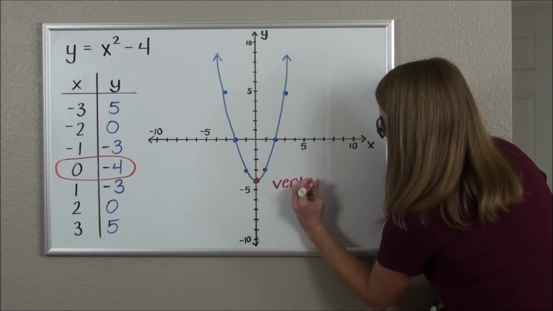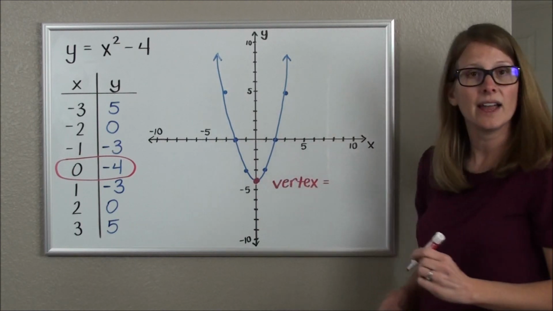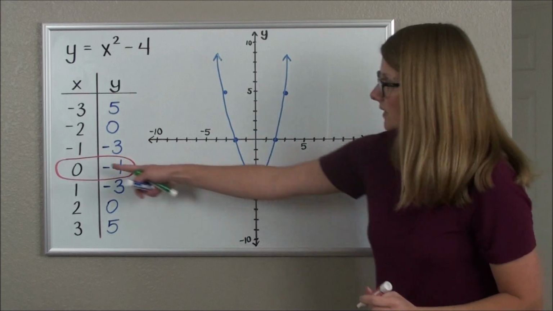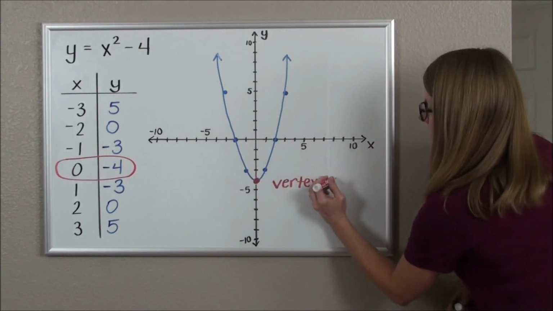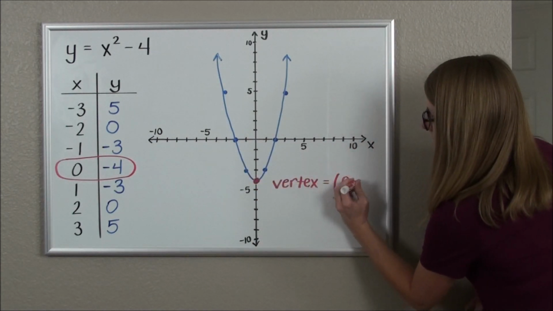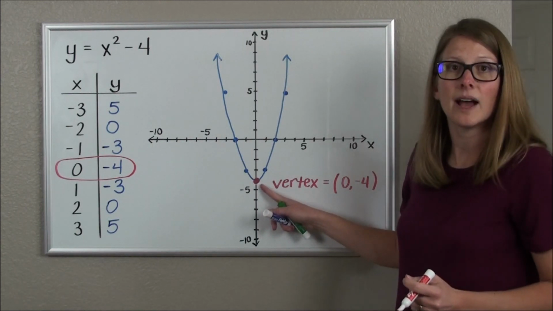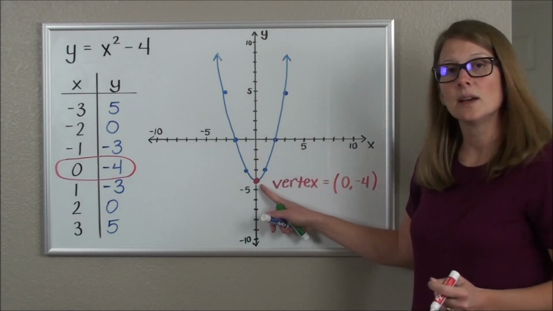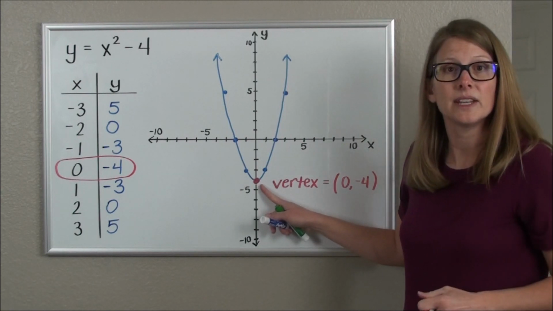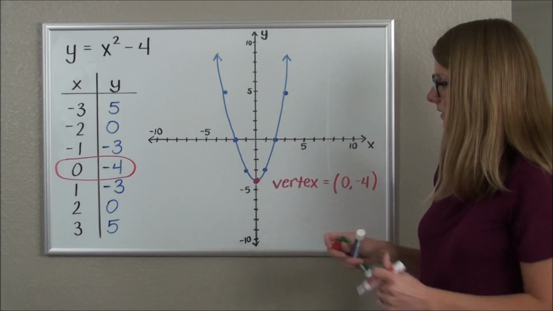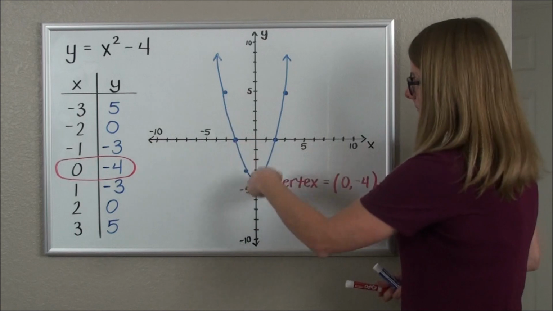And on some of your homework problems, you're going to be asked to find the vertex. The vertex is that mirror, which is 0, -4. The vertex will show in this example as the lowest value. Sometimes, like in the next example, we'll see it as the highest value. Here it's the lowest part of the valley.